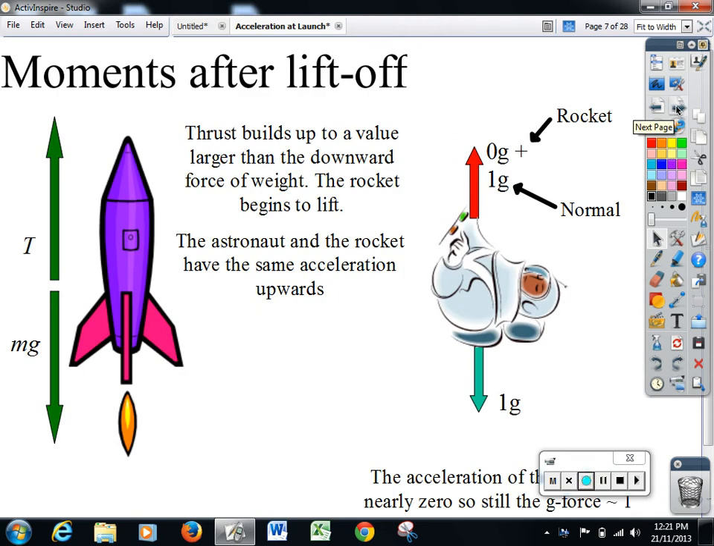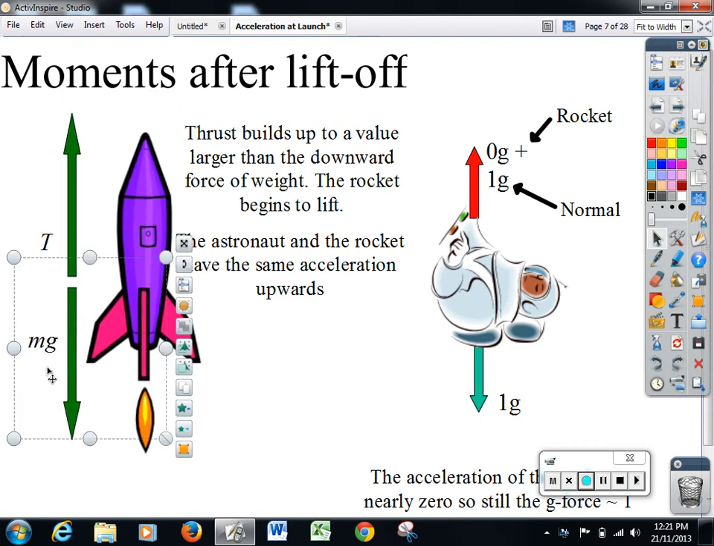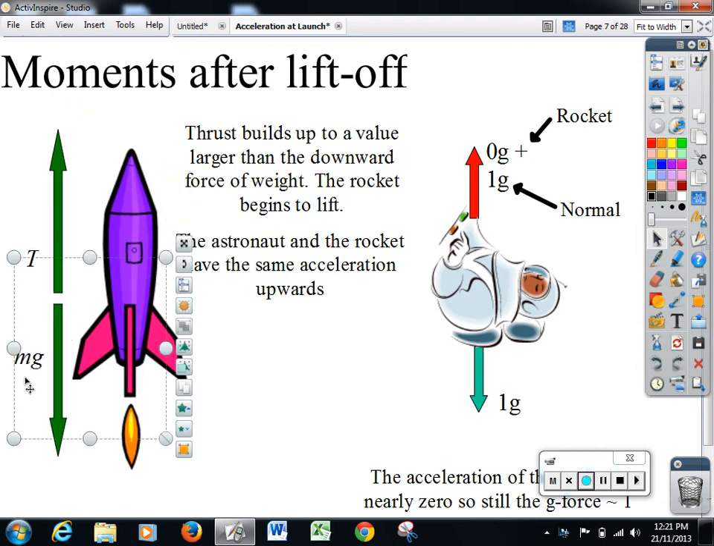Now, it moves up because if you have a look at this one here, the mg, the weight value is smaller than the arrow. So this is just prior, just at that moment of launch. So we have, that's the moment before.